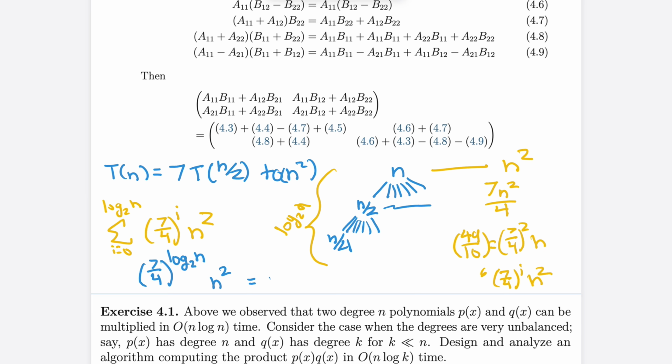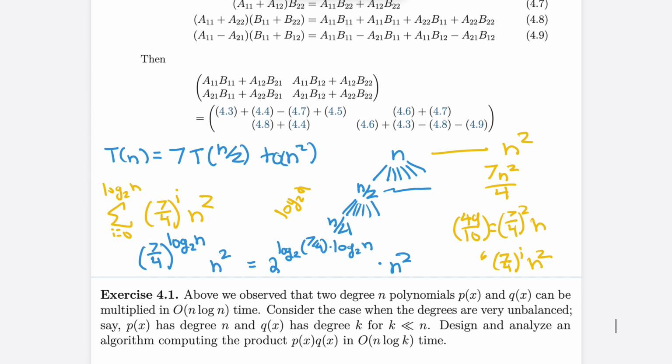I'll just go slowly. 7/4 to the log 2 of n times n squared. Something like this. I'll be quick in the interest of time. So this divided by 4 is going to give you a minus 2, like log 2 of 4 is 2, and that'll cancel out this squared term. And meanwhile, 2 to the log base 2 of n will bring the n down here.